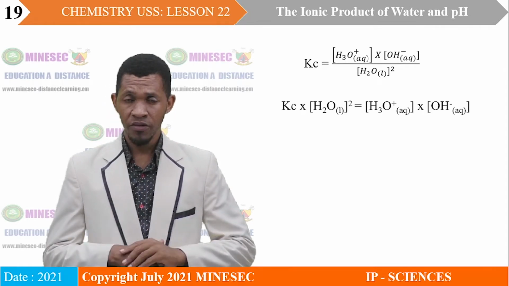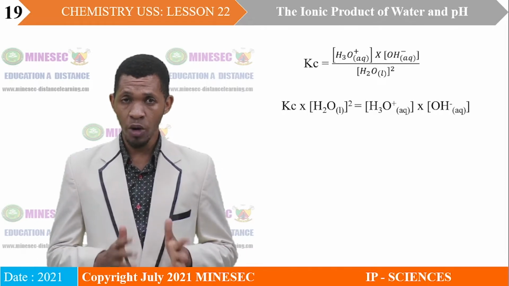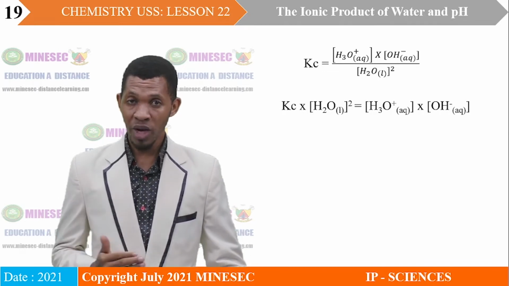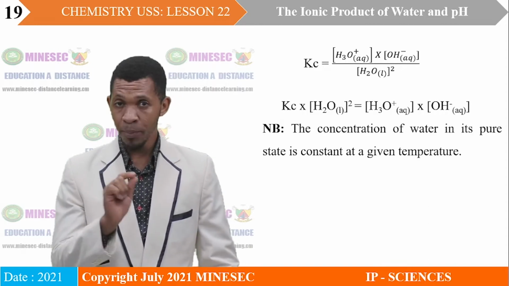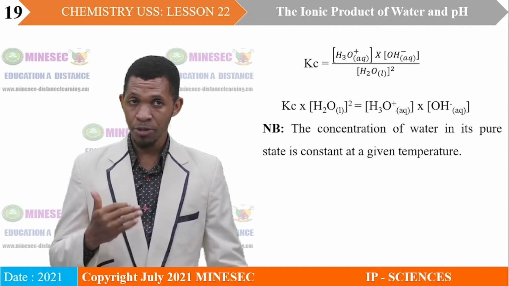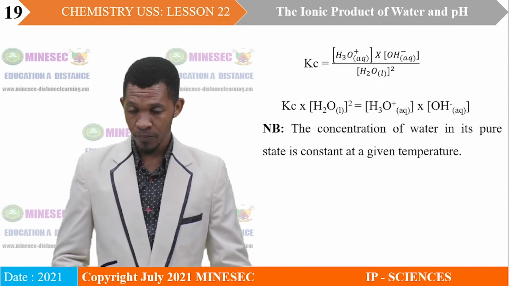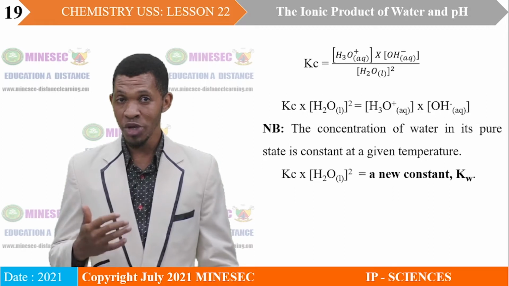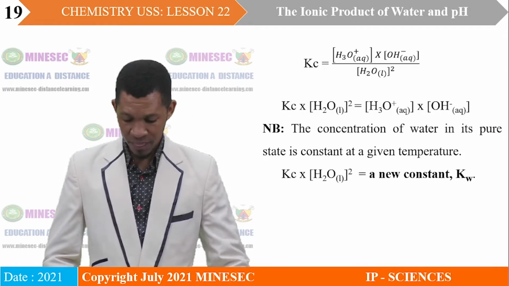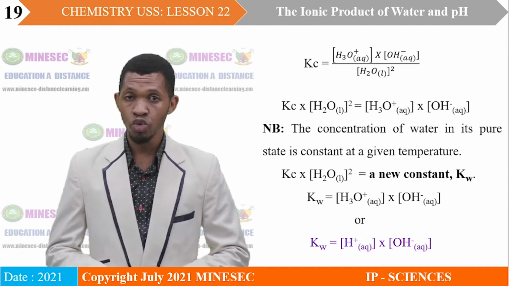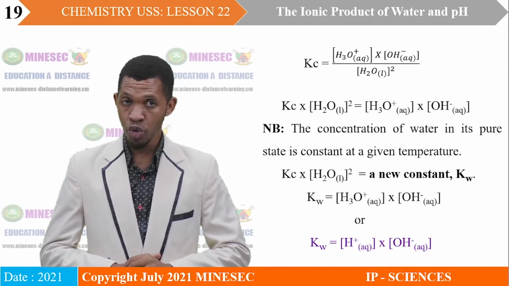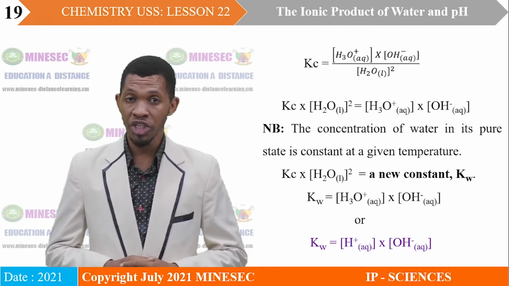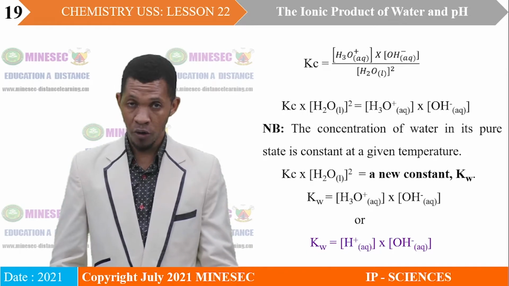Now, rearranging the equation, we have Kc times the molar concentration of water raised to the power 2 is equal to the molar concentration of the hydroxonium ion times the molar concentration of hydroxide ions. Now, it's important to remember that the concentration of water in its pure state is constant at a given temperature. Therefore, the product Kc times the molar concentration of water raised to the power 2 is equal to a new constant, Kw. Now, substituting this in the above equation, we have Kw is equal to the molar concentration of hydroxonium ion times the molar concentration of hydroxide ion, or Kw is equal to the molar concentration of hydrogen ions times the molar concentration of hydroxide ions.